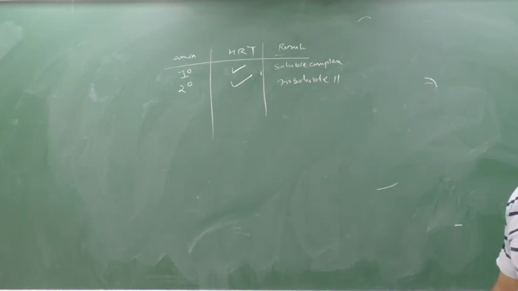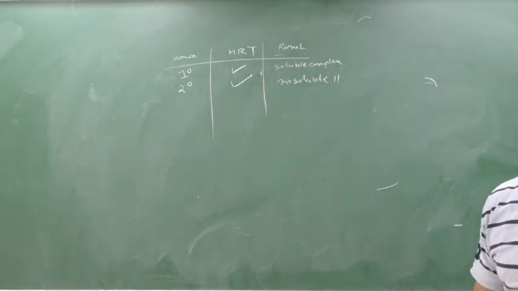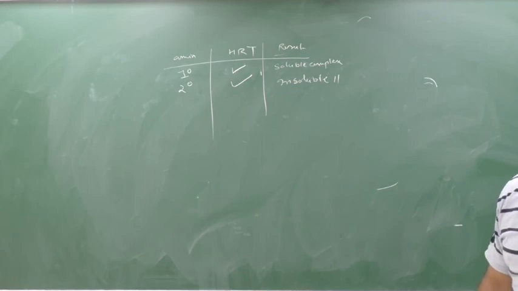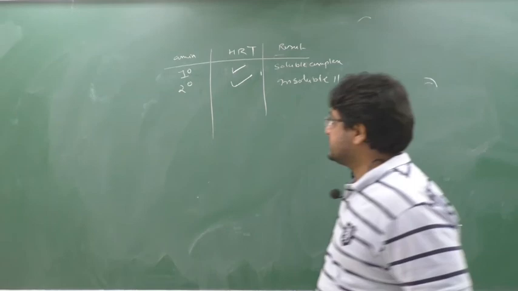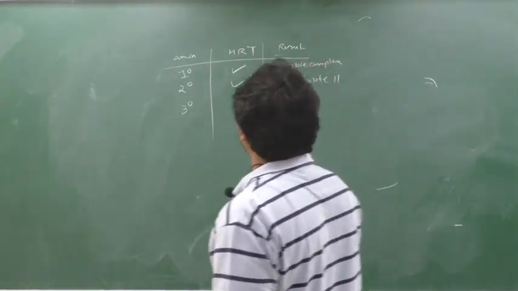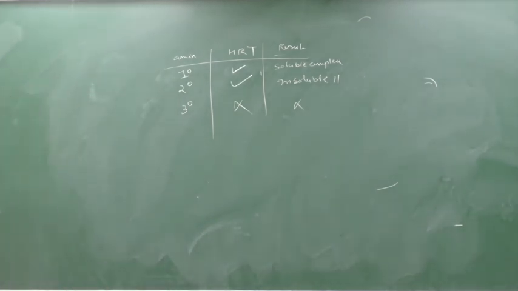First time it will form soluble complex, that's why the NaOH reaction will occur. In the second step, what happens? Second degree amine, there is no acidic hydrogen, so it will not react with NaOH. When it will not react with NaOH, insoluble complex will be formed. 3 degree amine, Hinsberg reagent product will not be formed, so the result will not be formed. So in this way, you can distinguish 1 degree, 2 degree and 3 degree amine.